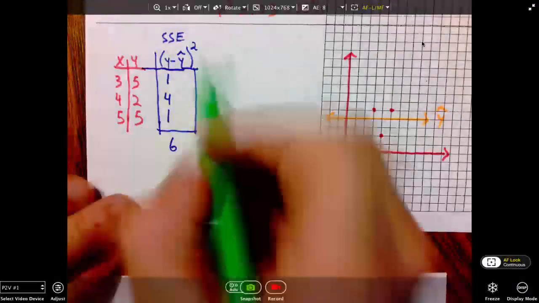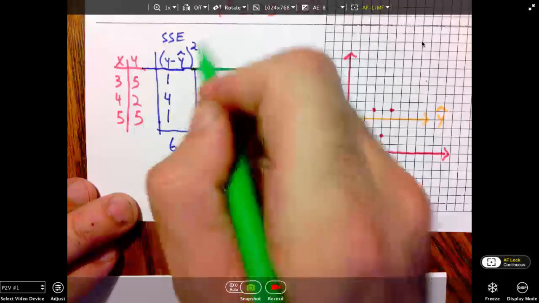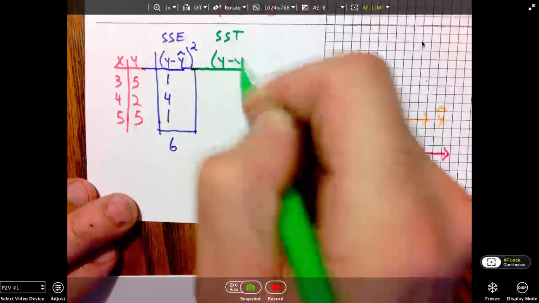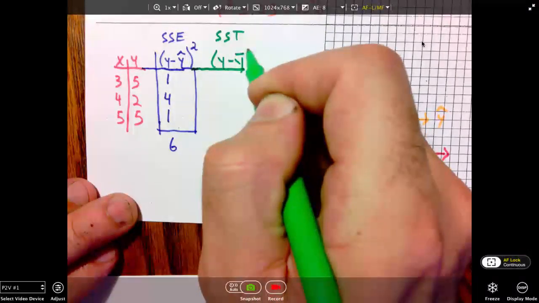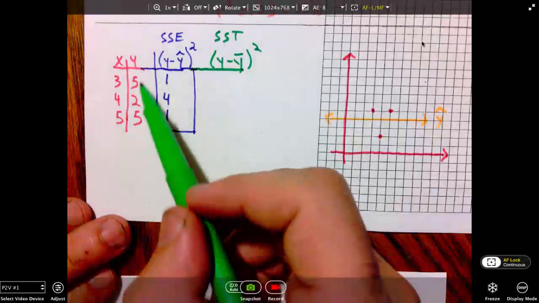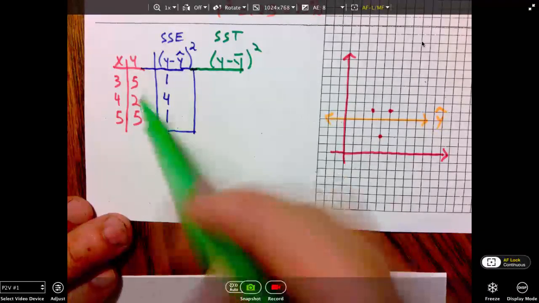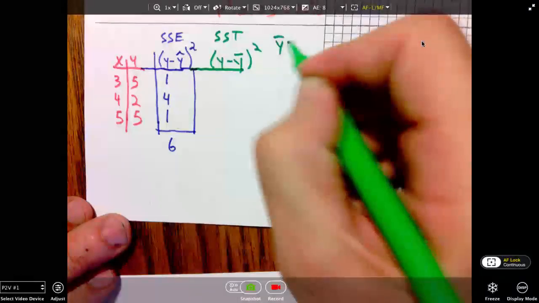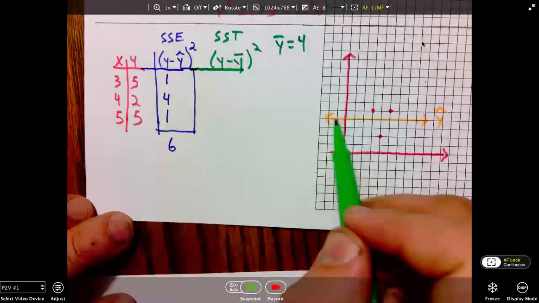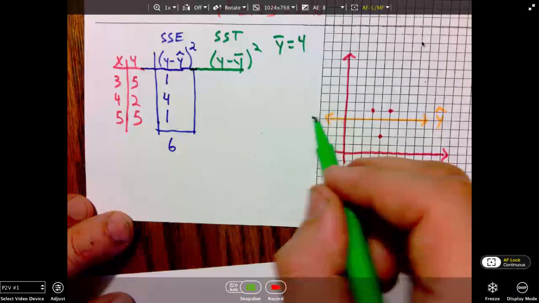Now we will examine the SST, that is each y minus the mean y, quantity squared. Well, what is the mean y? Looking at my y's here, 5, 5, 2. That's 12. 12 divided by 3 is 4. Our y bar here is 4. Aha! Here you see our situation. When I graph this one, it's going to be indeed right over the top.